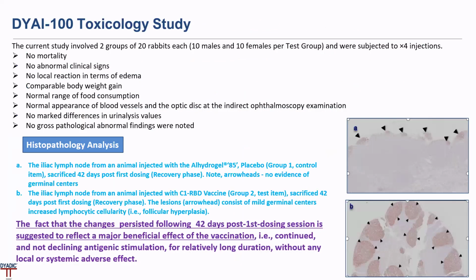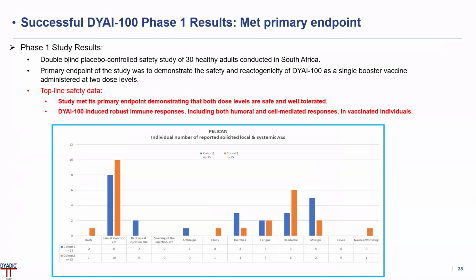We then did a tox study, where in this particular case we used 4 different shots a week apart, and it showed great performance in terms of both efficacy and safety. And this is also on our website, the full tox study. You can look that up as well. And most importantly, we had the successful DYA-100 phase 1 results. It met the primary endpoint of safety and tolerability. And again, it induced robust immune responses. And these are the different patients. You can see here that there were no adverse effects. And I think it was probably better tolerated, with less pain and less effect, than most of the other vaccines that were tested.